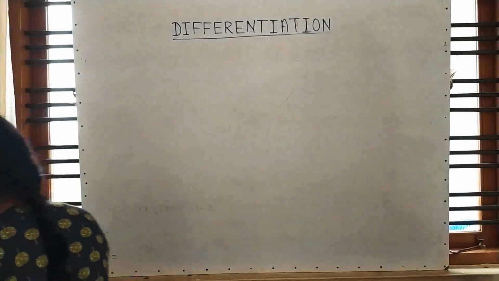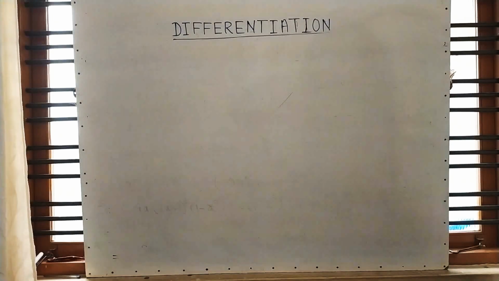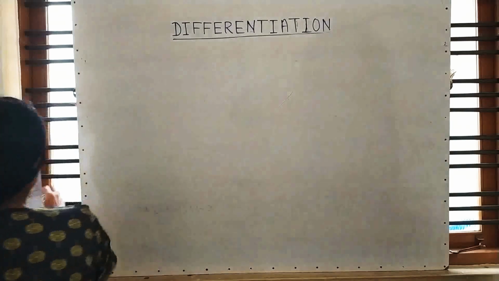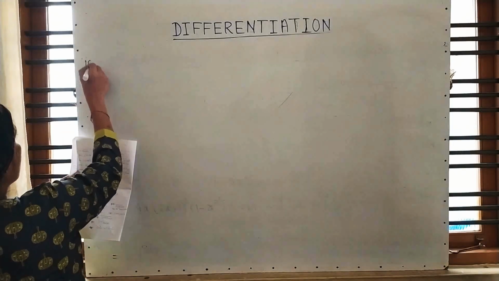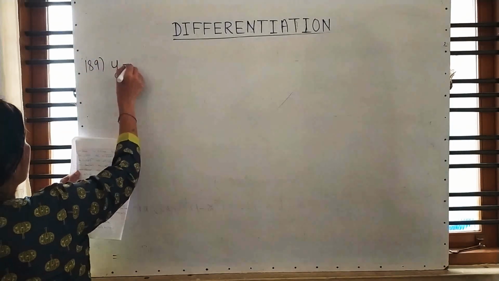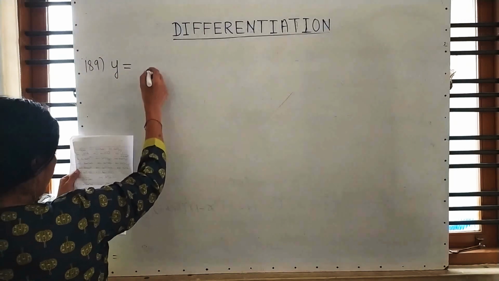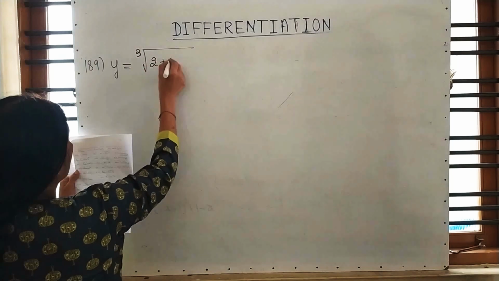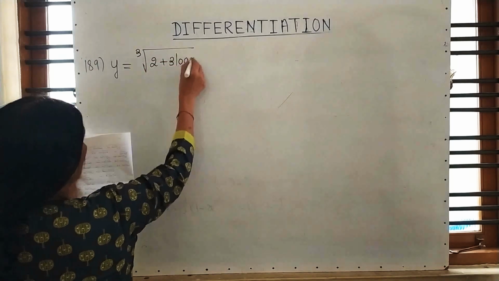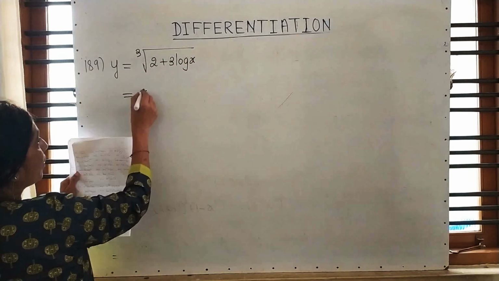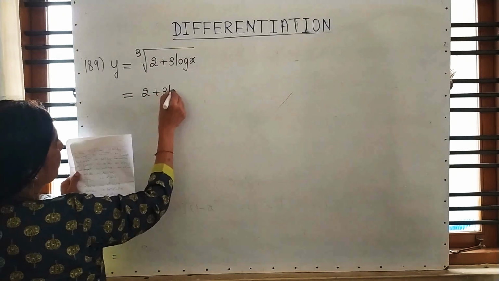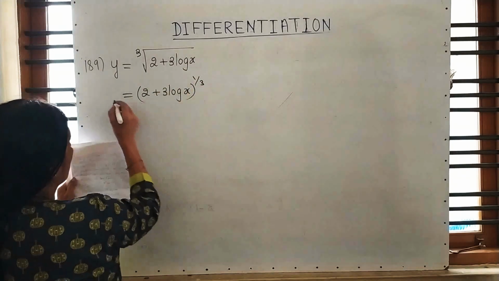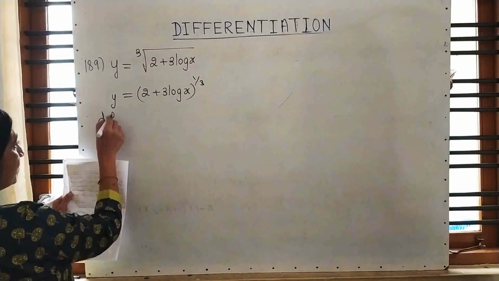Moving to the next question. Question number 189. Y is equal to cube root of 2 plus 3 log x. How do you write this in the simplest form? See, is it a simplest form or what? Yes. Now differentiate.